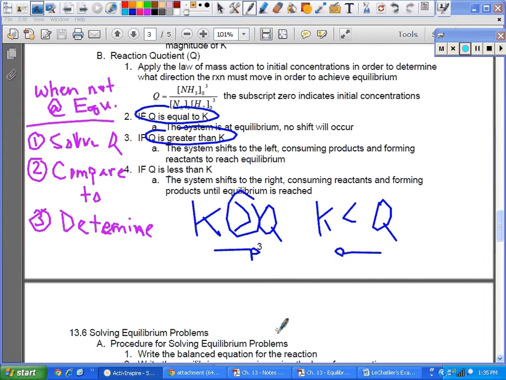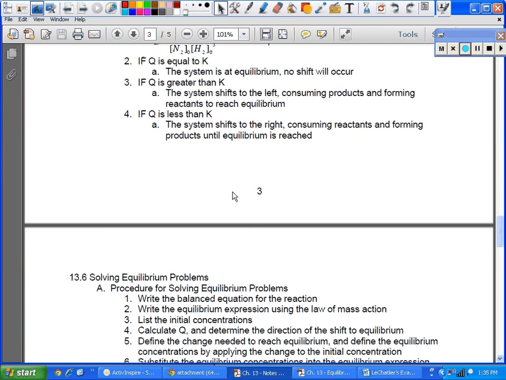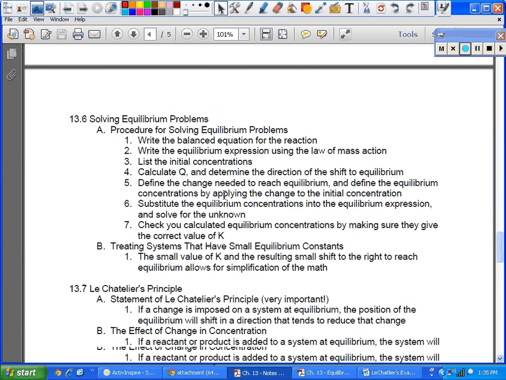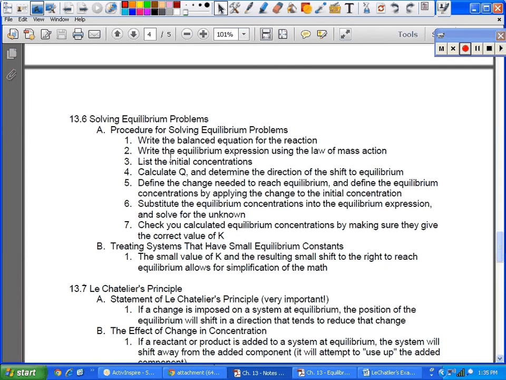So today we're going to skip the back page, 13.6a, the steps for solving using Rice tables. I'm going to come up with something more encompassing, if you will. It's going to cover all the ways and the more proper steps, using my words and a little bit easier than this. So skip down to 13.7 and let's go to Le Chatelier.